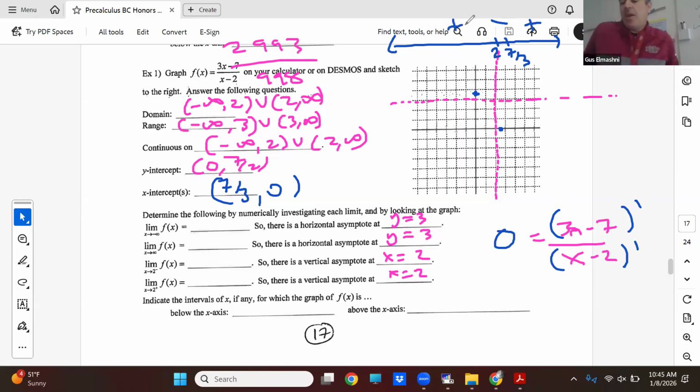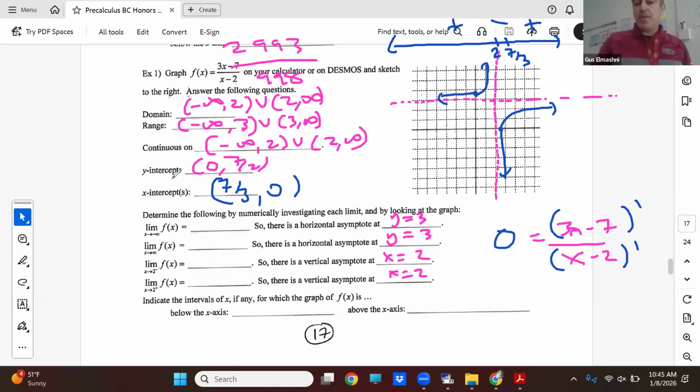Because if any of those factors were even, then I wouldn't change the sign. Like let's say 3x minus 7 is 3x minus 7 squared, then it'd be positive at that partition, right? I don't see that. So I know the graph's going to look like this. And you have the asymptotes for a reason, right? They're going to go against them.